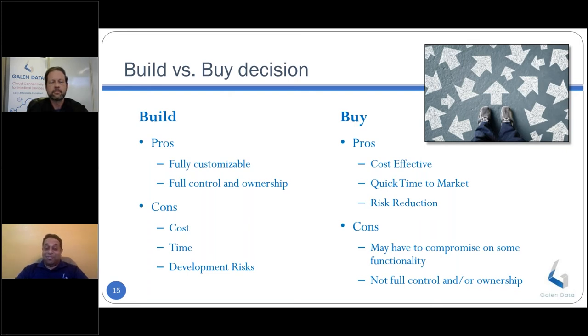It's generally more cost effective. It's quick time to market. There's a lot of risk reduction you can have, especially if you can use an existing platform that's well tested, up in the market for a while. The cons are you may have to compromise in some places. Maybe the UI doesn't look exactly the way you want it, doesn't have the right buttons, and you can work around that. And obviously not having full control and ownership, but that can come with benefits. You don't have full control, but you also don't have full liability and full responsibility around that.